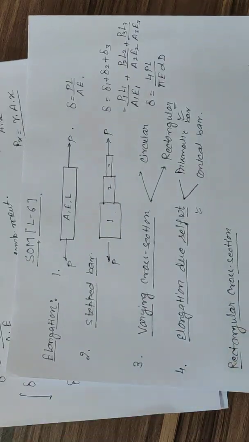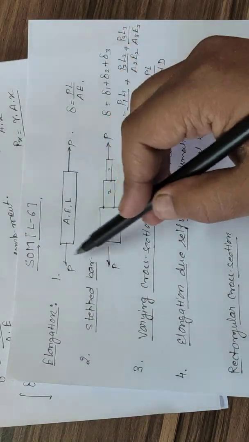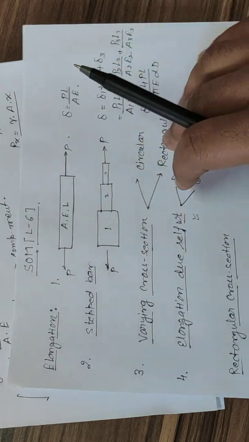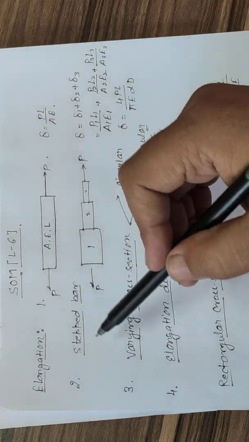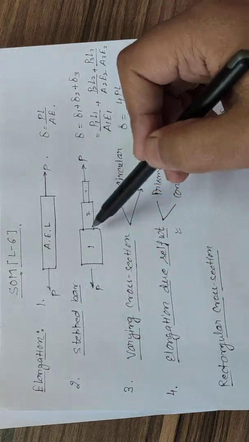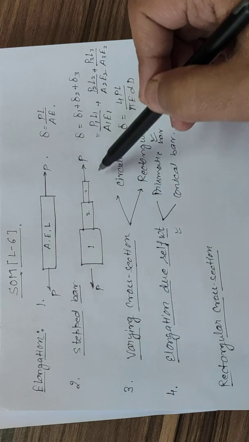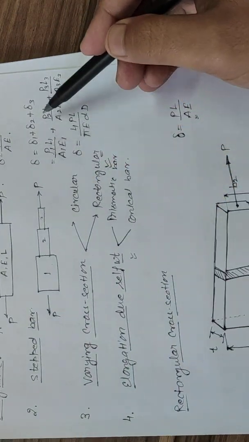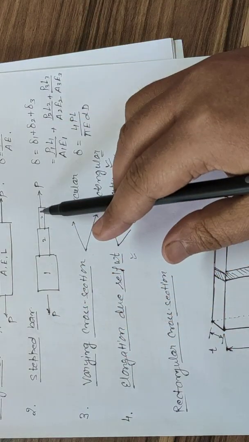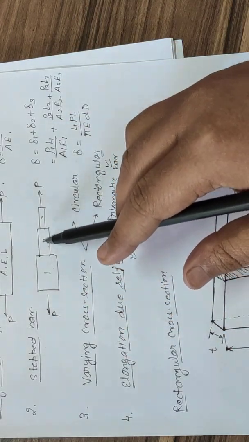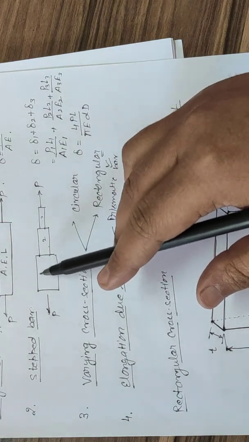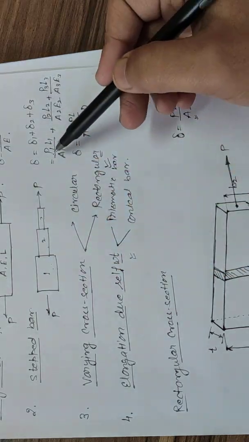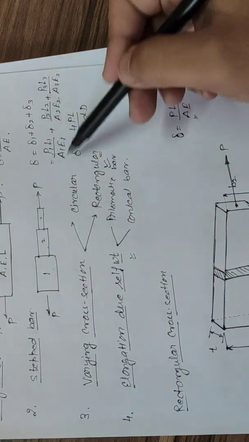We have discussed all the cases: elongation in the single prismatic member, PL divided by AE. You have to remember these also. Then stepped bar means the cross sectional area is varying in steps. Then del is equal to del total. For del total we require P1, P2, P3, the forces in members 1, 2, 3. These we will measure with the help of the free body diagram or method of section, and we can calculate the del.